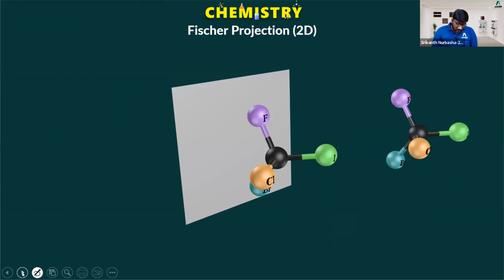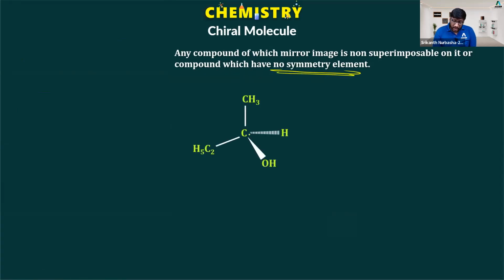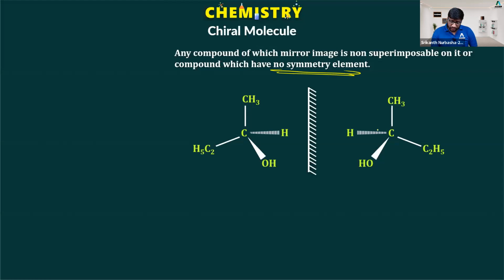Look at the structures. Any compound whose mirror image is non-superimposable on it, or a compound which has no symmetry element, is said to be a chiral molecule. Like if you have C2H5, C, CH3, H, OH, if you try to take the mirror image, what are you getting?